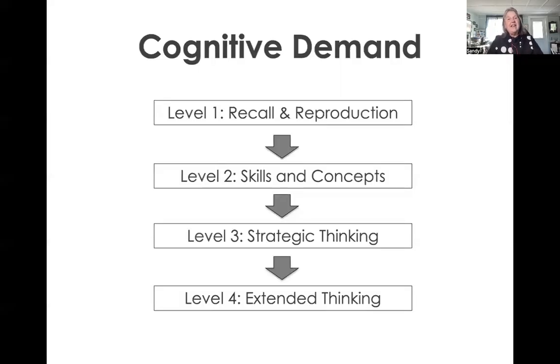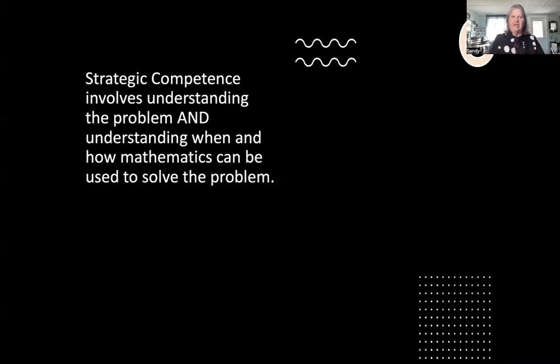Now, hand in hand with developing strategic competence is this cognitive demand. You're going to be seeing that your child is given more in school than just recalling procedures and getting answers to things, more than just knowing skills. It really gets into strategic thinking and extending their thinking. And we're wanting them to go beyond that initial recall and reproduction. So, as I said, it involves understanding the problem and understanding when and how math can be used to solve a problem.